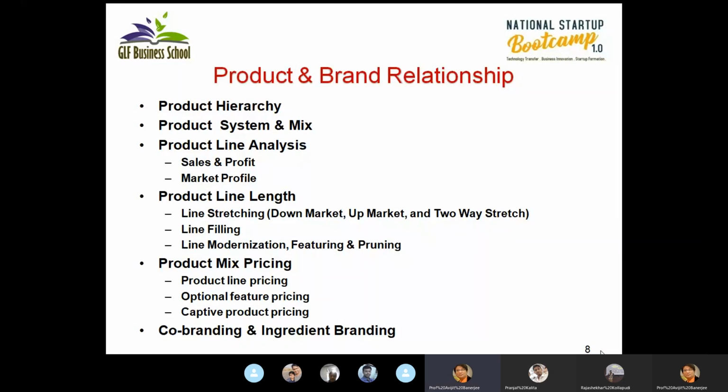Your company needs to know the sales and profit of each item in the line to determine which items to build, maintain, harvest, or divest. You also need to understand each product line's market profile. The product line length can be explained in two ways: line stretching and line filling.